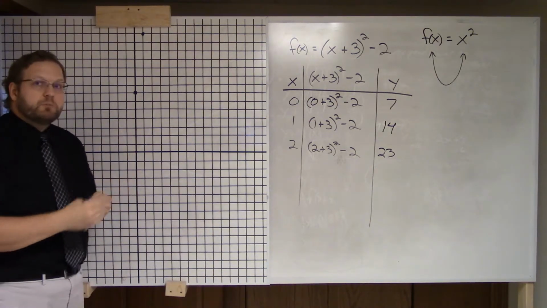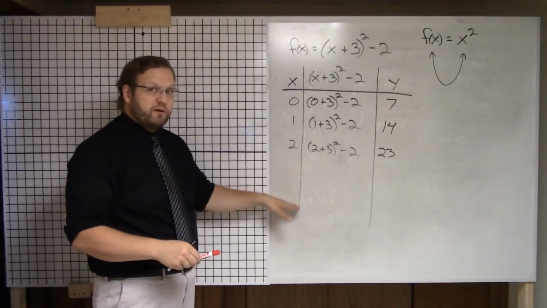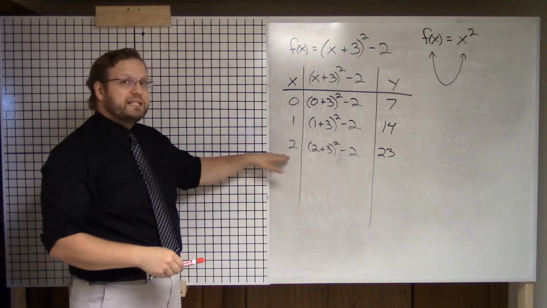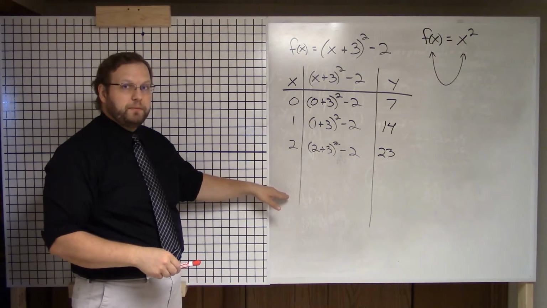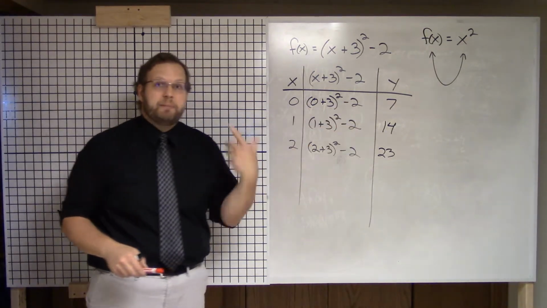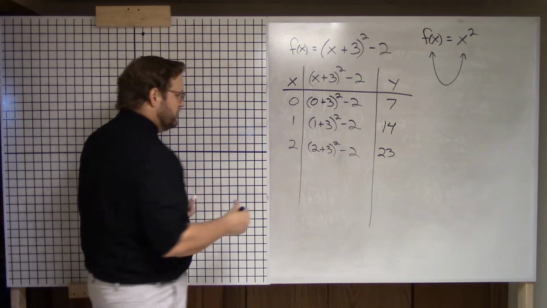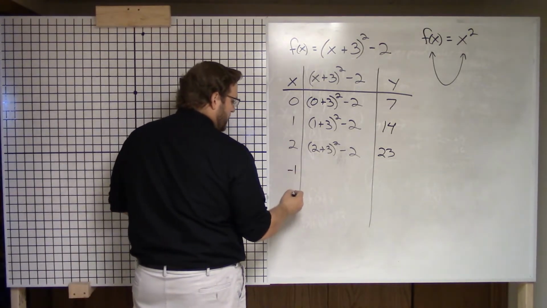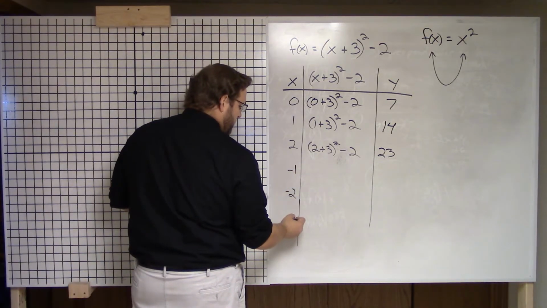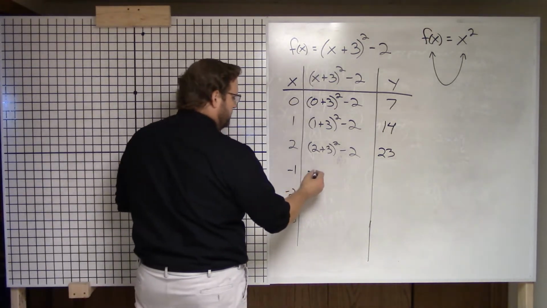So I need to pick some more values. Now I have to make a decision. Do I want to go with a 3, a 4, and a 5? Or do I want to maybe go with a -1, -2, -3? If I go 3, 4, 5, look at what happened with these values. They just got bigger and bigger and bigger. So let's go the opposite direction. Let's go with a -1, -2, -3 and see what that does. So plug them in.